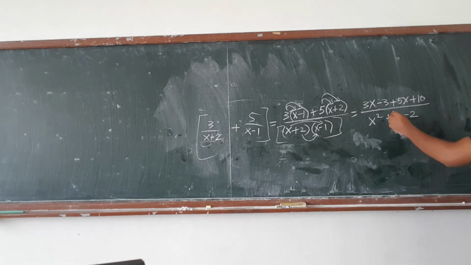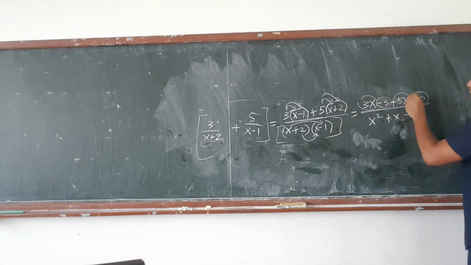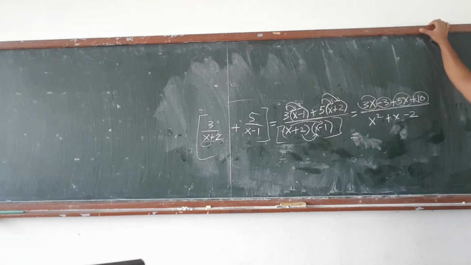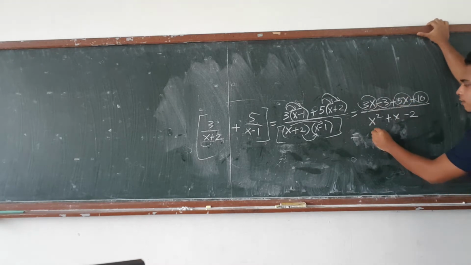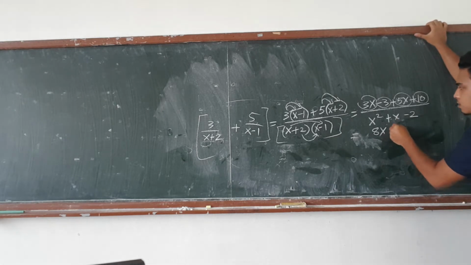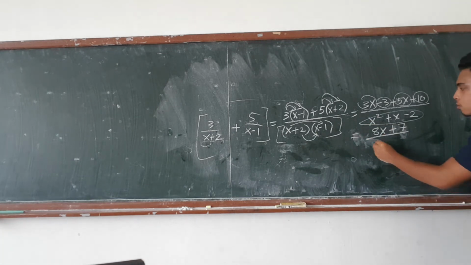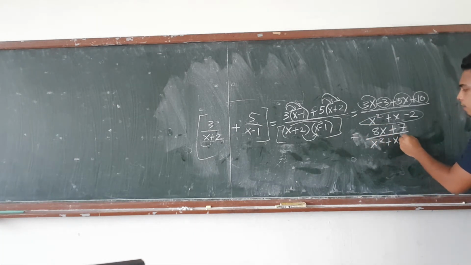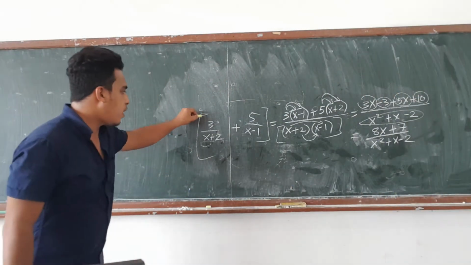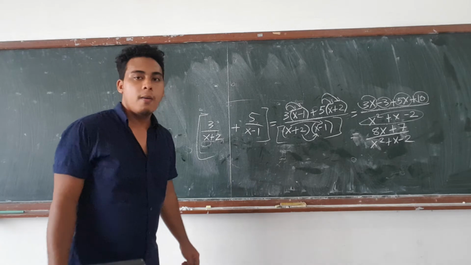But since we can still combine negative 3 and 10, positive 3x and 5x, then we can simplify this expression by combining all those like terms. So 3x plus 5x, that is 8x. Then negative 3 plus 10, that is positive 7. Over, copy the denominator, which is equal to x squared plus x minus 2. So the answer for this is 8x plus 7 over x squared plus x minus 2.